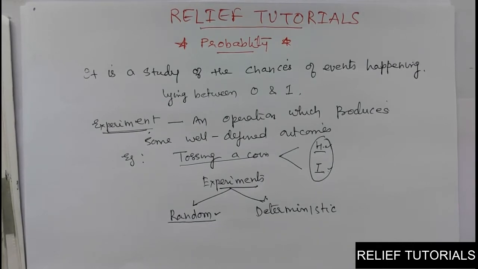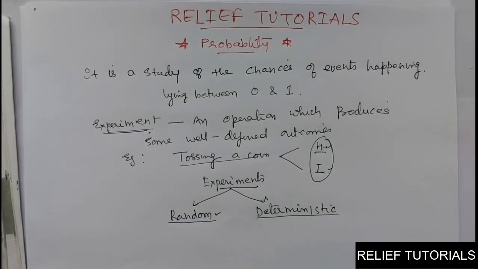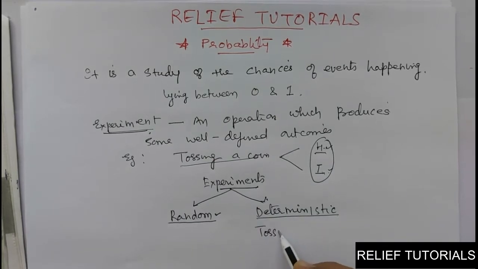Now, deterministic experiment. What do you mean by deterministic experiment? An experiment which, when repeated under identical conditions, produces the same result or outcome every time is known as a deterministic experiment. Why? Because you can determine that only one outcome will appear every time. As a result, it is called a deterministic experiment. Example, tossing of an unfair coin.